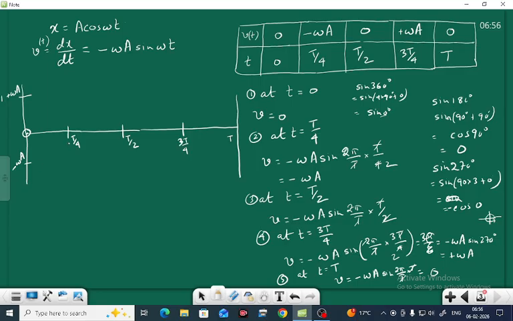At T by 4, the value is minus omega A, so we get this point here. For T by 2, the value of velocity is 0, so we get this point. At 3T by 4, the value is plus omega A, so we get this point. At time T, this is 0, so we get these points. If we draw this graph, it will be like this.